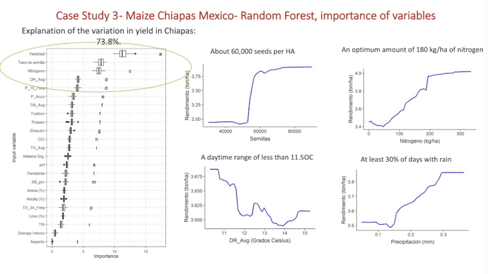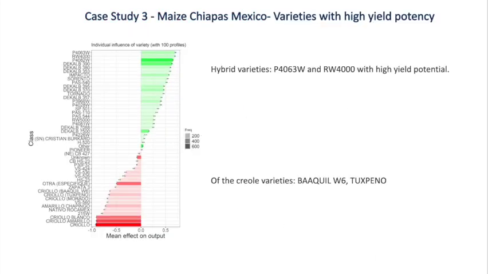We also identified that the daytime range, that's the difference between the minimum and maximum temperature, was ideal to be below 11.5 Celsius degrees. And like all dry systems, it required at least 30% of days with rain, 30% in order to guarantee the best yield.